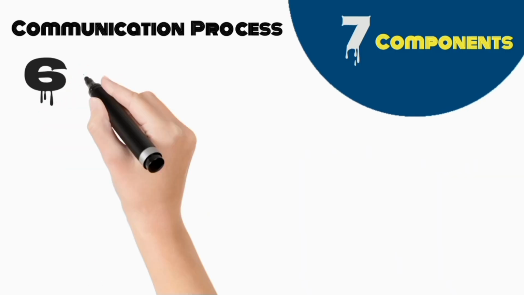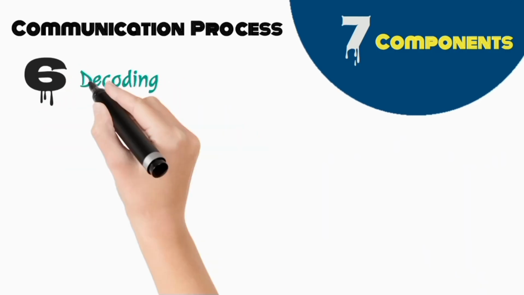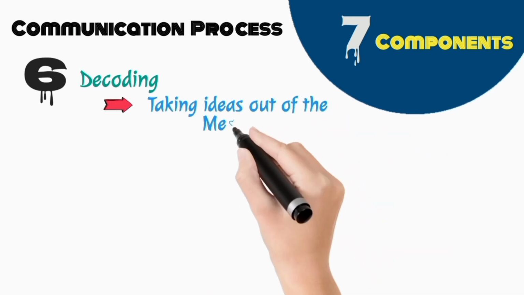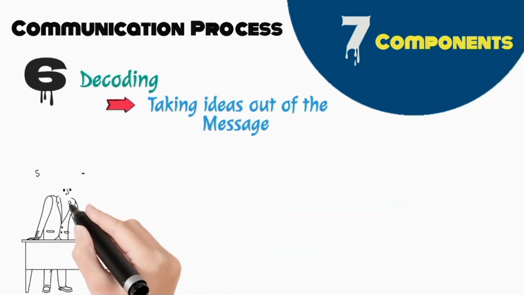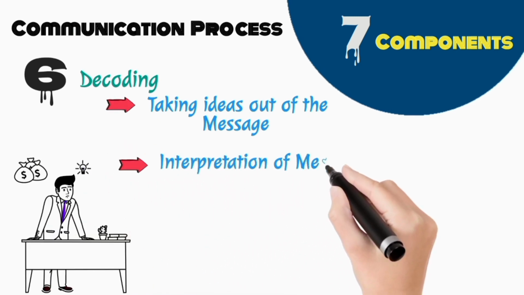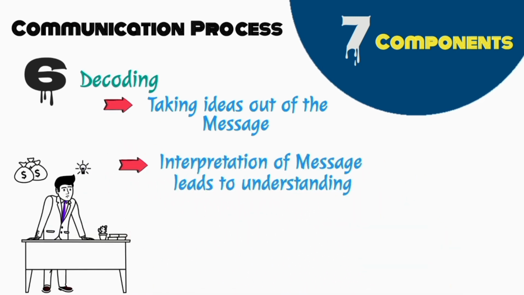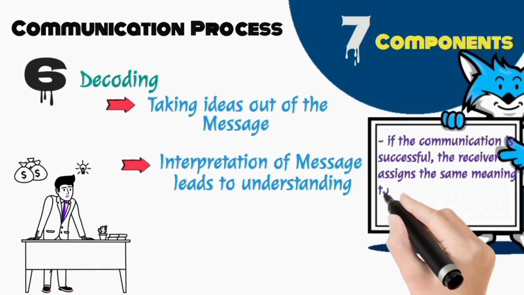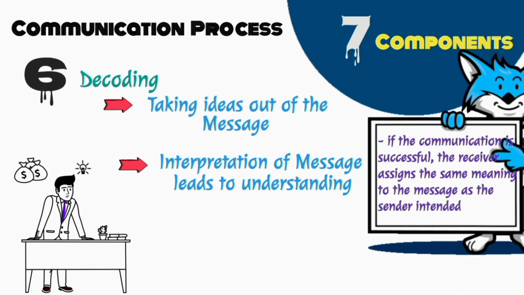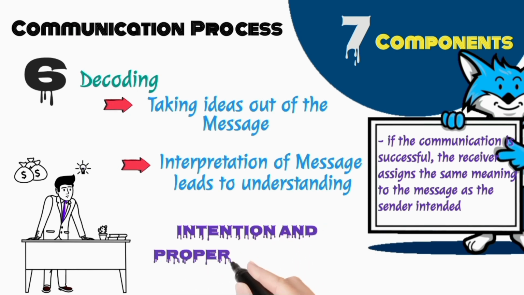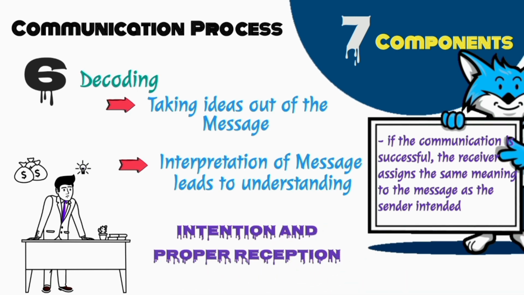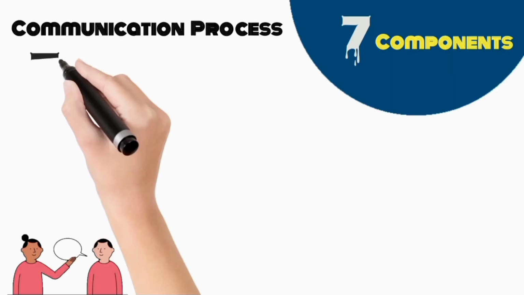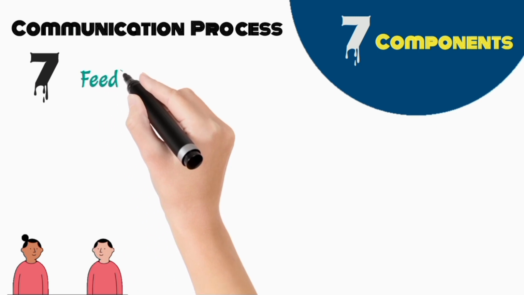The sixth component is decoding, which means taking ideas out of the message. When the receiver decodes our message, which is, interprets the message, he understands it. If all goes well, the receiver assigns the same meaning to the message as the sender intended. So intentions and the proper reception of the message are also compulsory for successful communication. Then he responds in the desired way. And last is feedback.